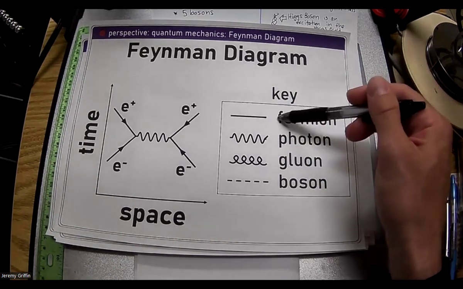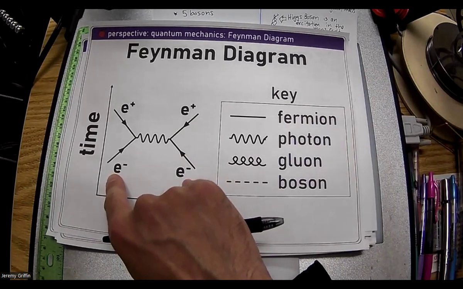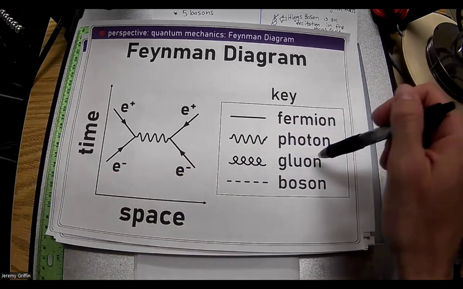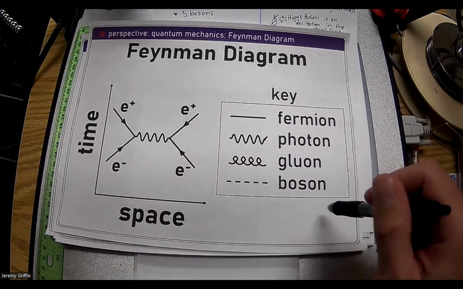Oh, here we got fermions. It could just be a solid line. We've got electrons going on here. This could be a type of fermion, right? Photons get their own, gluons get their own, other types of bosons are dashed. So there's your force carriers, right?